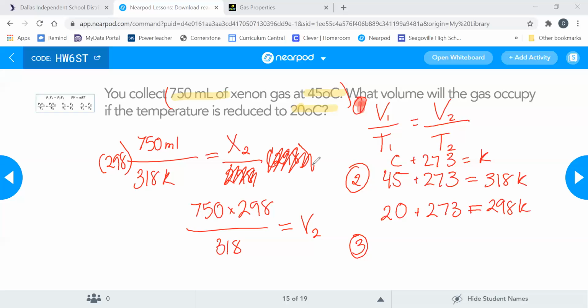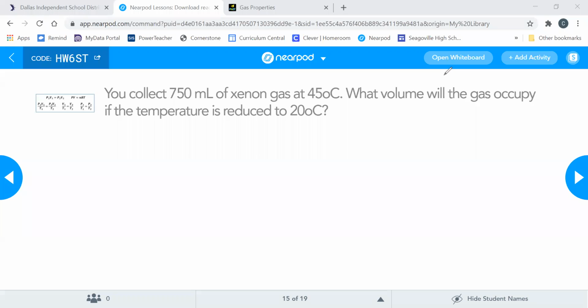And my answer for volume 2 is 702.8 milliliters. All I have to do is put it in a calculator, multiply these two, and divide by 318. Next question.